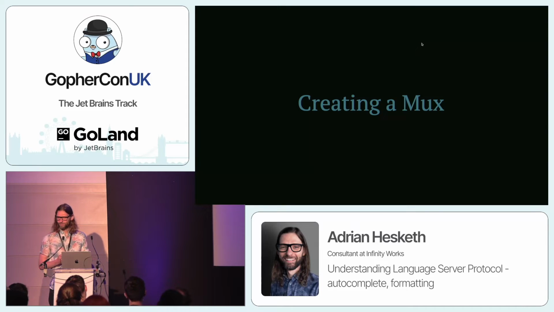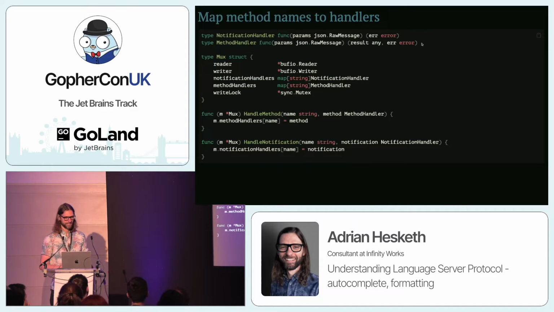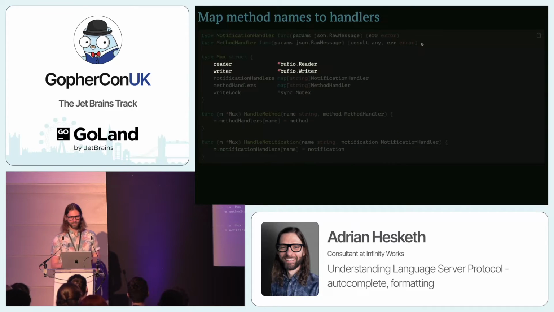but we haven't got any custom code to deal with those messages. So let's implement a multiplexer, just like the HTTP serve multiplexer, and that will allow us to wire up individual methods to functions that have an implementation. So first, we're going to map the method names to the handlers.